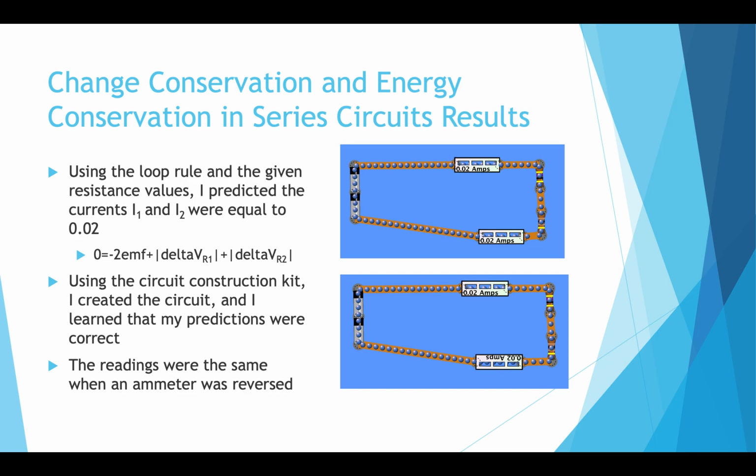In the energy conversion in series part of the lab, I used the loop rule and the given resistance values to predict that the currents 1 and 2 were equal to 0.02 amps. I calculated that with the formula listed on the screen. Using the circuit construction kit, I created my circuit and learned that my predictions were correct. And when I reversed one of the ammeters, the readings were the same for the currents.